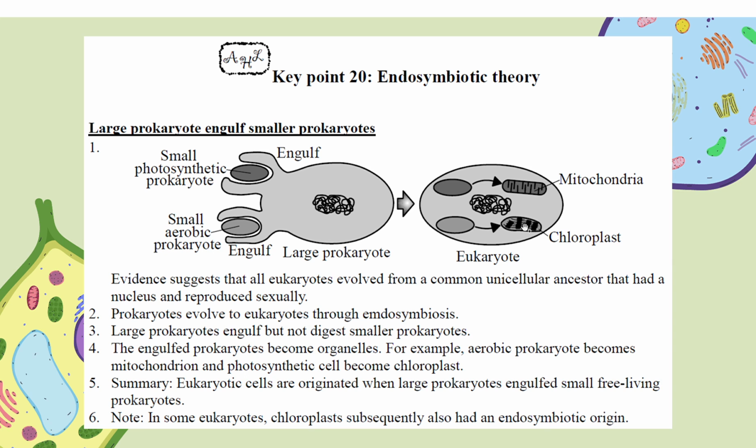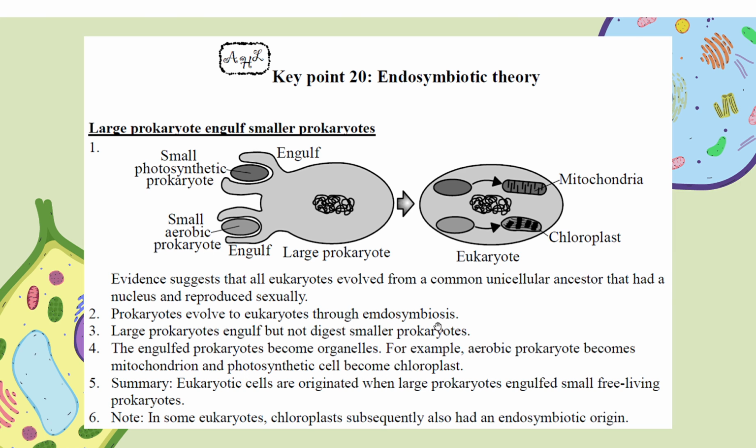So where is the before one? The mitochondria come from an aerobic prokaryote, right? Mitochondria do aerobic respiration, and the chloroplast is the one that does photosynthesis. So it says clearly that the prokaryote inside evolves into a eukaryote. We call it endosymbiosis.